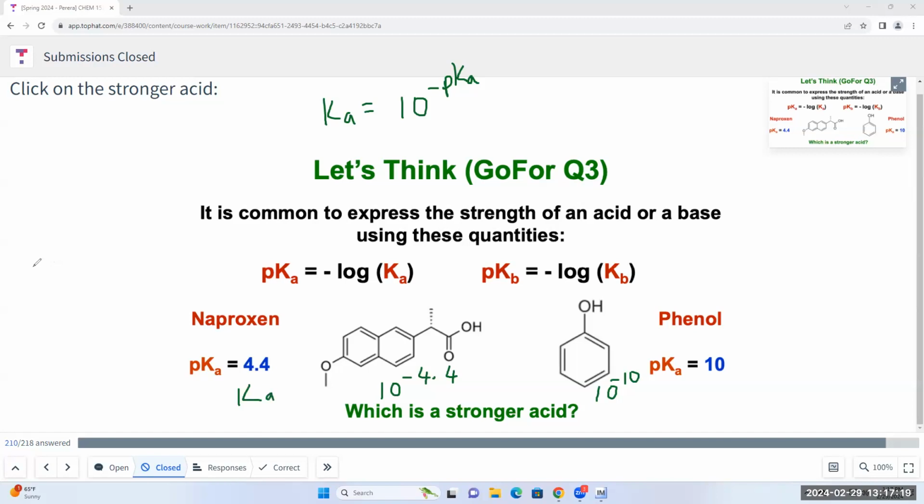So obviously, we have a higher Ka value for naproxen. Therefore, naproxen is stronger. Higher the value, stronger the species is.